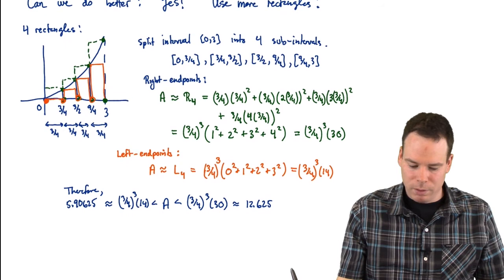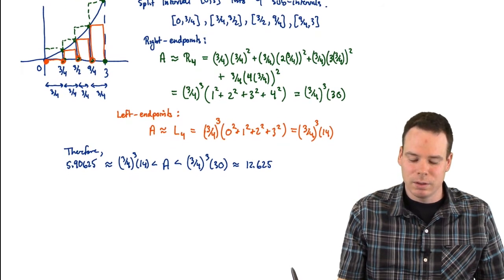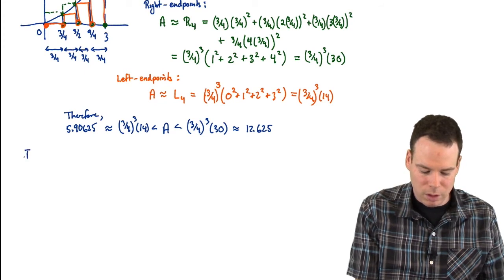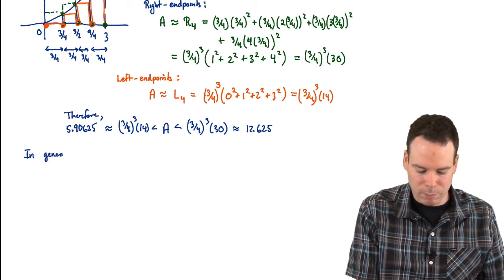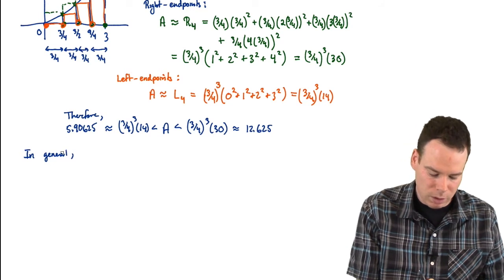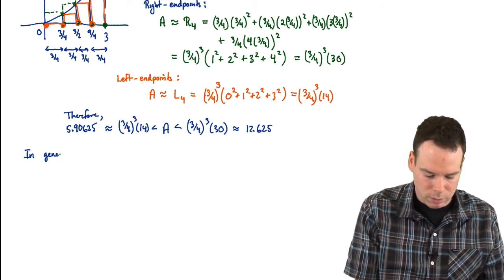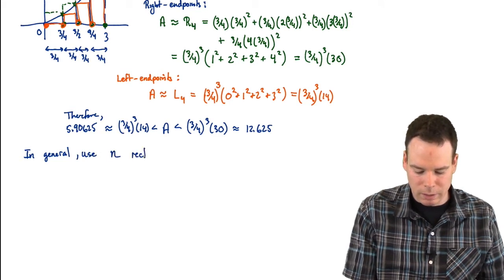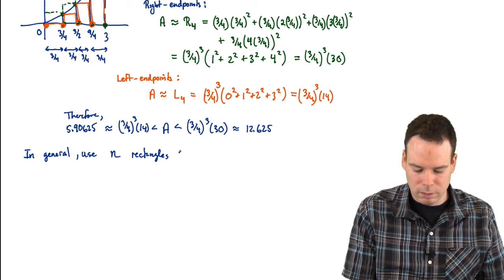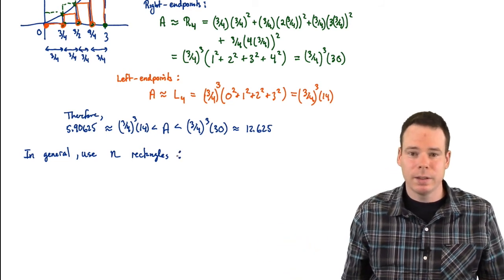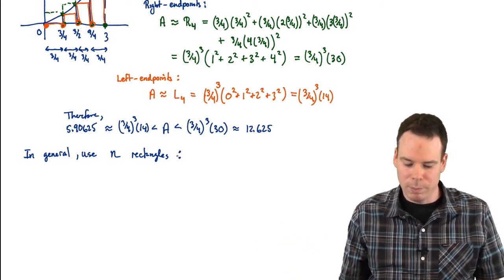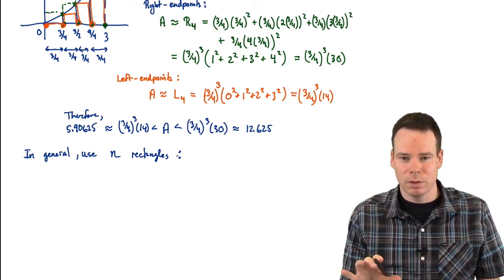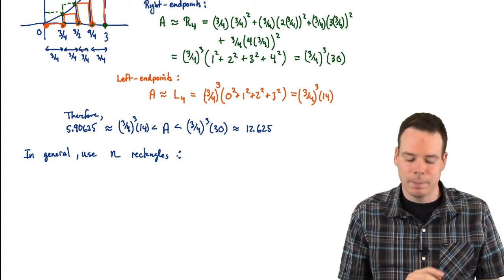What we can do now, though, is generalize this. So in general, let's see what happens. In general, use n rectangles, where n can be any number, and let's see what these calculations give us. So we're actually going to do the same calculation we just did, but instead of using numbers, we're going to use expressions involving n.